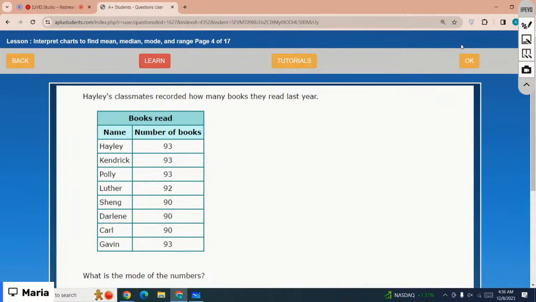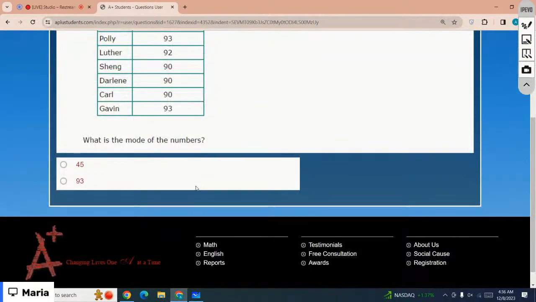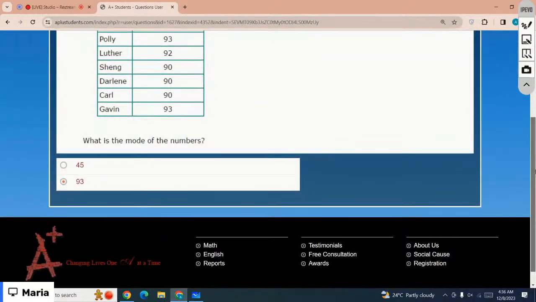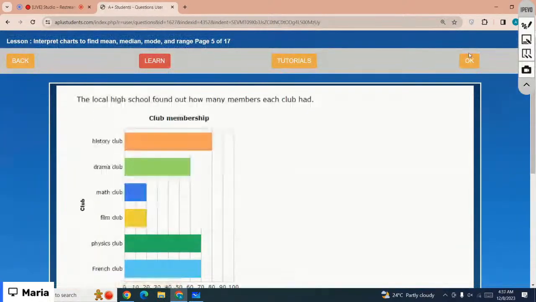Yes, very good. The correct option is 93. But I said, what is mod? How do you know it is 93? Mod is the number that appears the most of the time in the data. The correct option is 93. Very good. Yes, mod is the number that's often used in the data. Very good. Okay, the local high school found out how many members each club had.